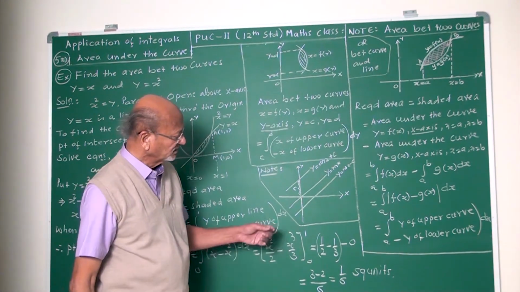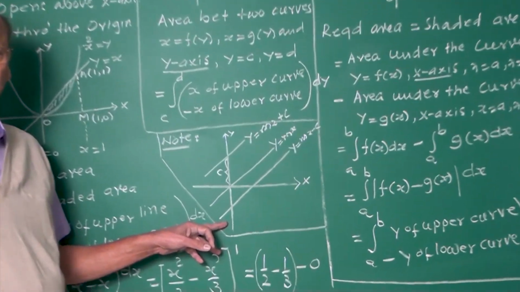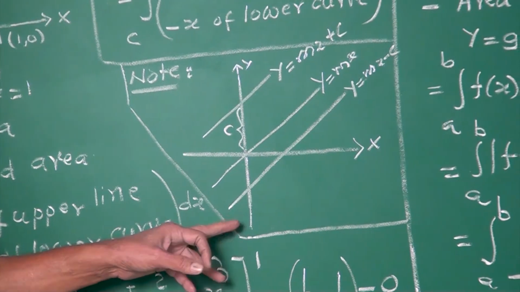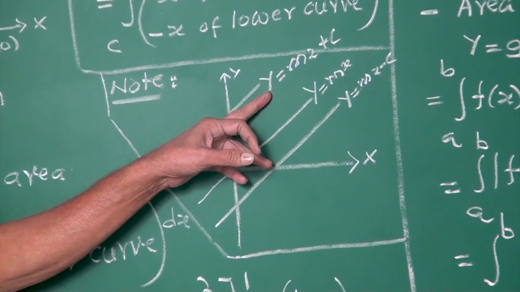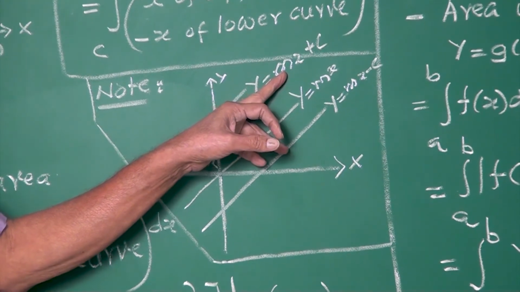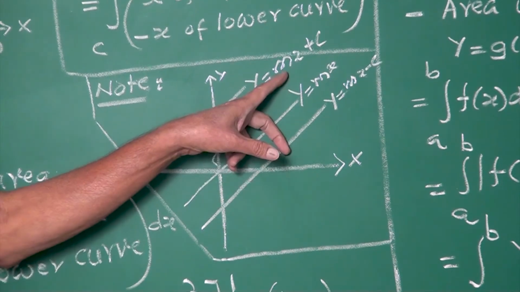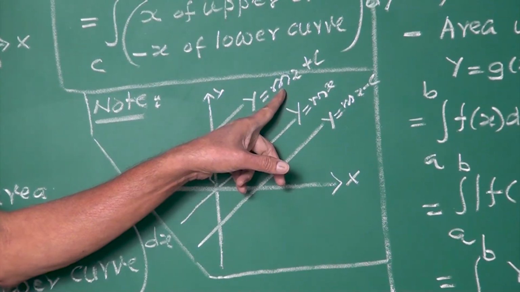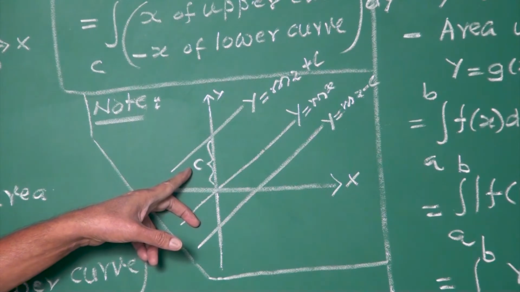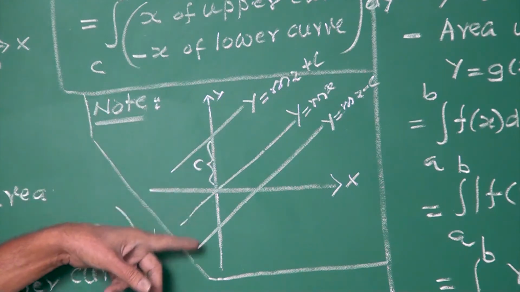Then I want to remind you of one result from the straight line, another note. This is a result from the straight line done in PUC 1, equations of the lines. You are very much aware of this. The equation y equal to mx plus c is the equation of a straight line with slope m. M is the slope of the line. What is this c? It is the y-intercept of the line. If c is positive, the line cuts above the x-axis.